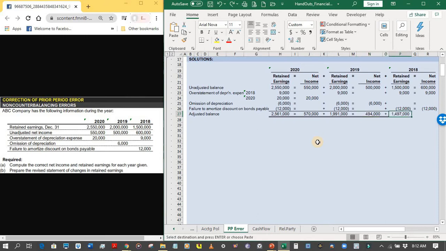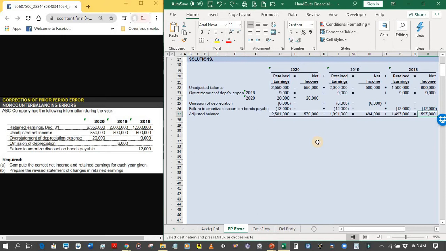In 2018, the adjusted retained earnings is 1,497,000 pesos and the adjusted net income in 2018 is 597,000 pesos. So after we have prepared this table, let us now prepare the journal entries that will be recorded in the books of ABC Company. And since the current year is 2020, the correcting entries shall be prepared in 2020 because the books in 2019 are already closed. So there are two ways to record the correcting entries in 2020 based on two assumptions.